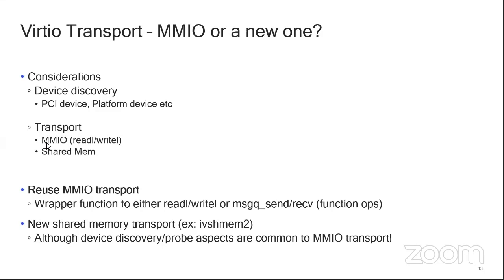Right. So right now we have gone ahead and reused virtio_mmio.c itself, converting readl and writel to be message queue send and receive. But the other option that we are also considering is using a totally new, different transport. I believe there is some work done in this regard by the IVSHMEM project that we will also consider.